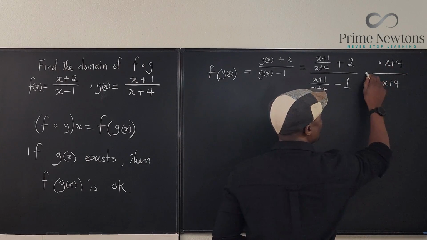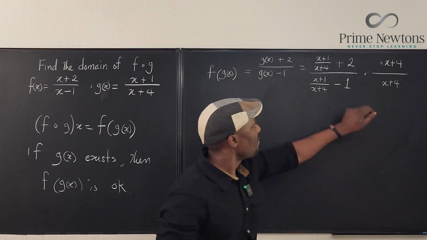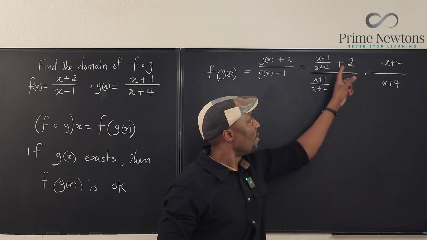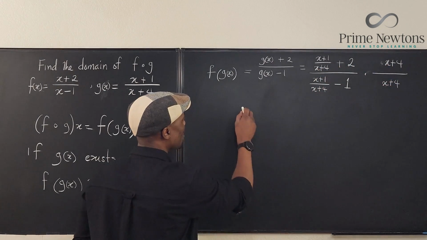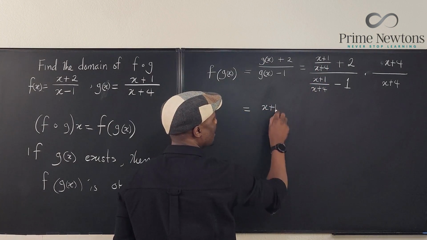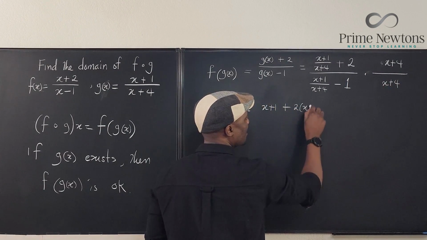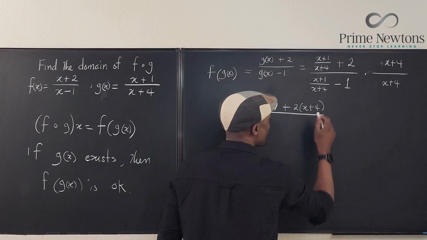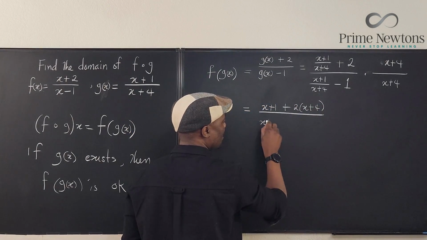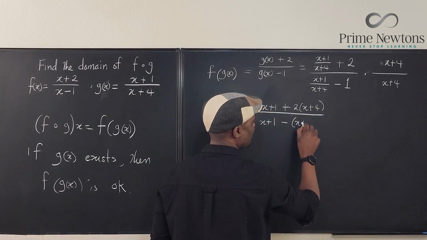Okay, let me just do it this way. So if I multiply the top by x plus 4, this is going to get rid of this, but we're going to have 2 times x plus 4 here. So this is what we have. We're going to have x plus 1 remain here, x plus 1 plus 2 times x plus 4. In the denominator, this will get rid of this. We're going to have x plus 1, and this is minus 1 times x plus 4.